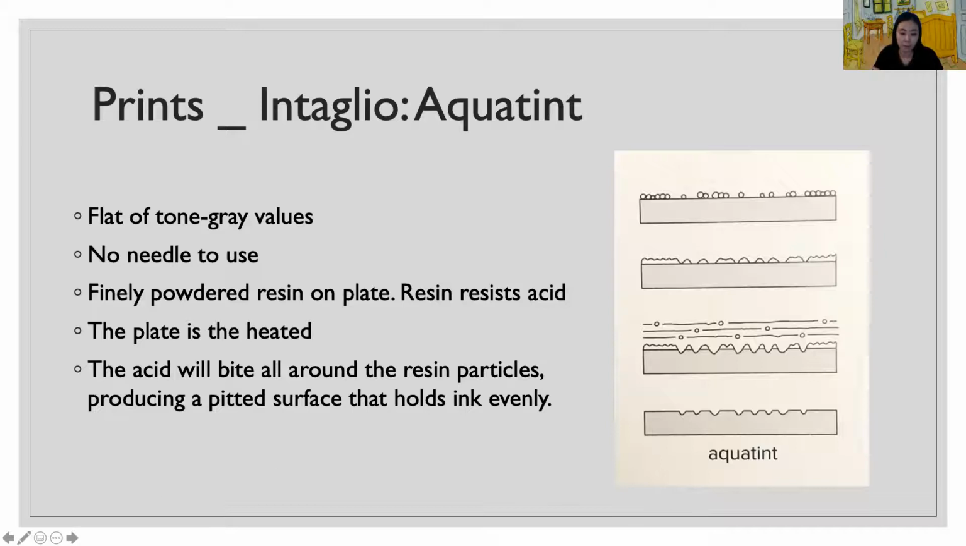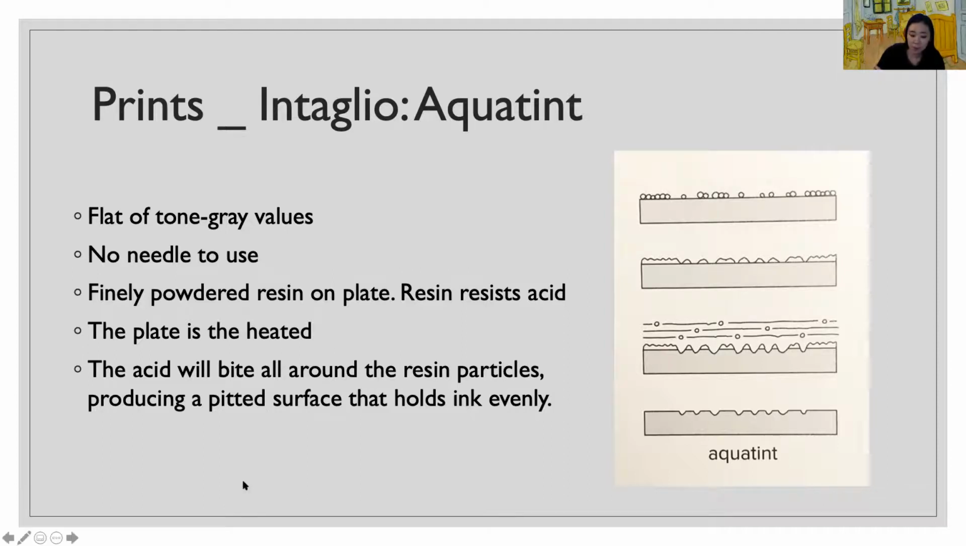And the third intaglio printing technique we're going to see is aquatint. Aquatint is a way of achieving flat tone, gray values or intermediate values of color. It doesn't need a needle to draw something on the plate like the other two intaglio techniques we just saw.